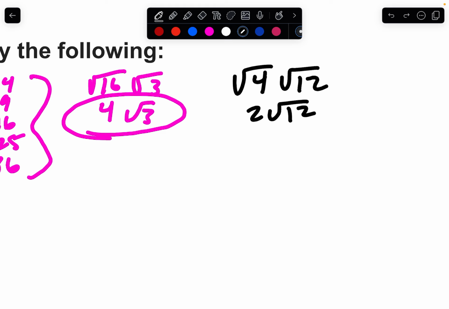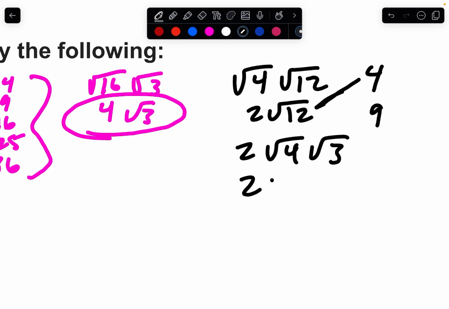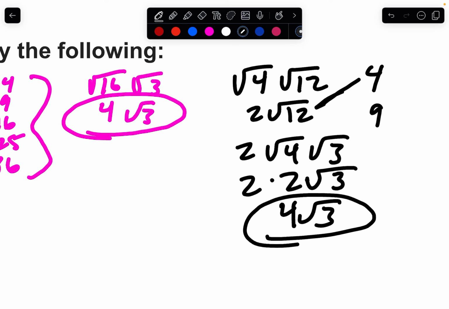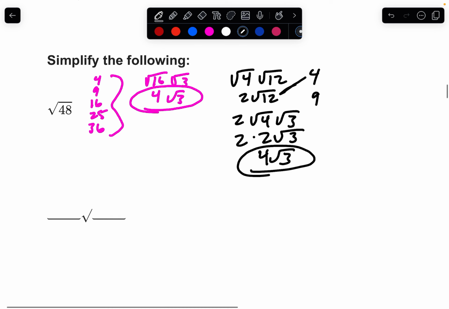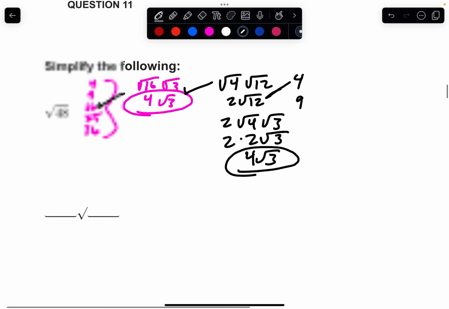Root 12, think about your list, 3, 9, well, that's the only options. Not, wait, 3 and 9. 4 and 9. Well, 4 goes into 12. So that would be root 4 times root 3. And root 4 is like the number 2. So this would be 4 root 3 again. It doesn't matter which way you pick. But the bigger perfect square will be the faster way to go every time. So your answer here is 4 root 3.